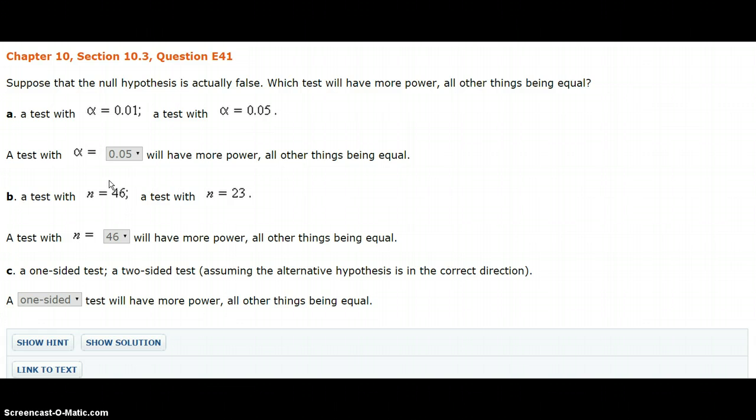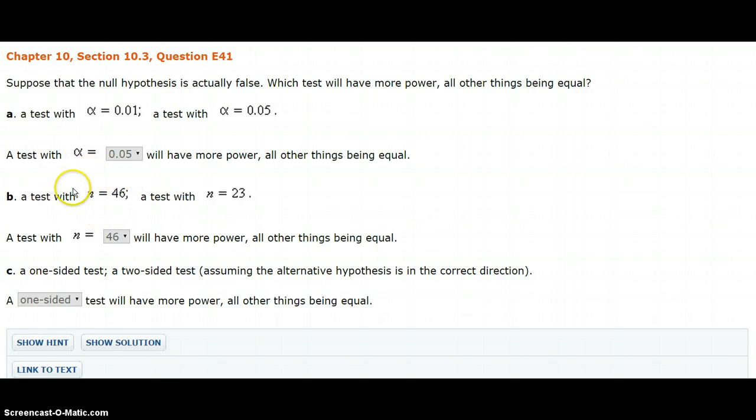So a test with a sample size of 46, a sample size of 23. The higher the sample size, the more power we're going to have. Why? Well, think about how the test statistic is calculated. We're going to divide by the standard error, which is standard deviation divided by square root of n.